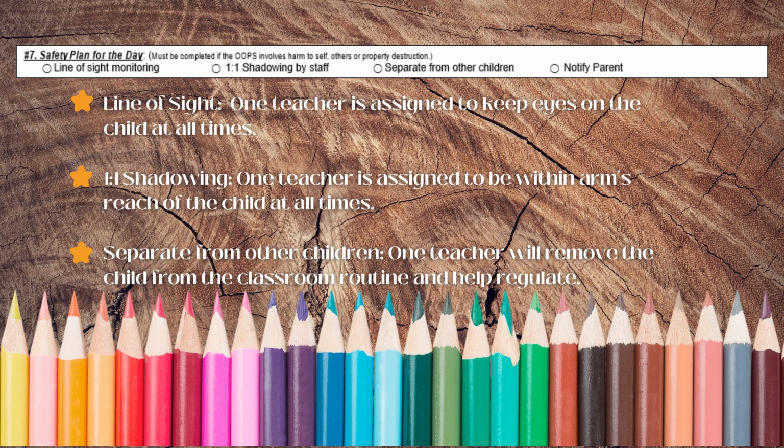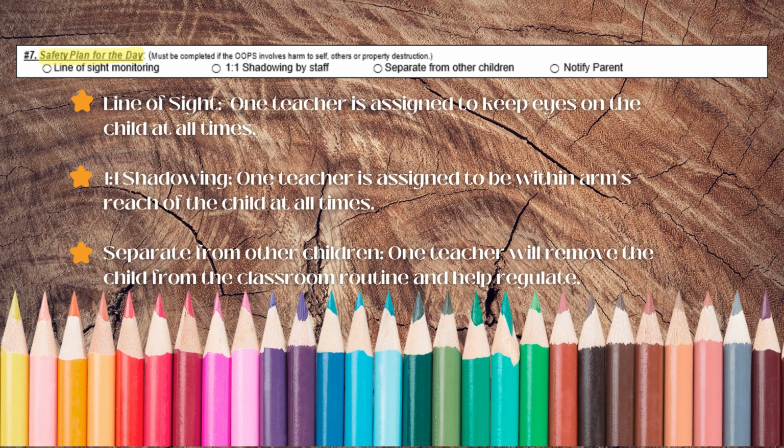The seventh box is the safety plan for the day. This is where staff decide how they will keep the child and the classroom safe for the rest of the day. Line of sight monitoring is where one teacher is assigned to keep eyes on the child at all times. Other teachers may help by completing tasks this teacher may have been doing or is assigned to do.